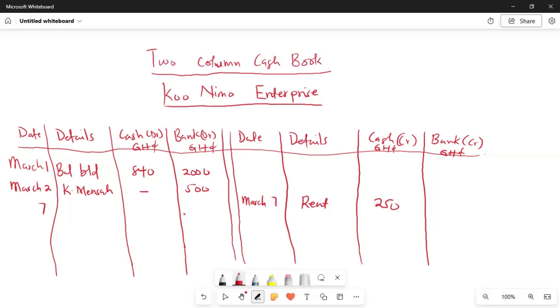The next is the 10th, which is cash sales. When we say cash sales, it's sold and you are taking money at that moment. This one is not credit sales. Cash sales, you make sales and you are taking money. It means cash is receiving. So if cash is receiving, then we have to debit cash.